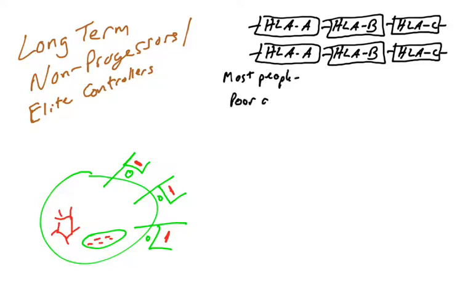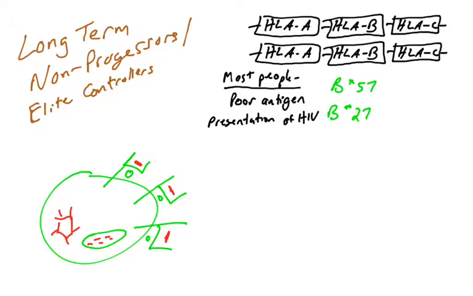Now, most humans do a really poor job of antigen presentation of HIV peptides. In the human population, there are not a lot of good alleles that bind HIV peptides and present them to T cells. But there are some good alleles, and individuals who have these alleles have a much better time presenting peptides and therefore controlling the infection.